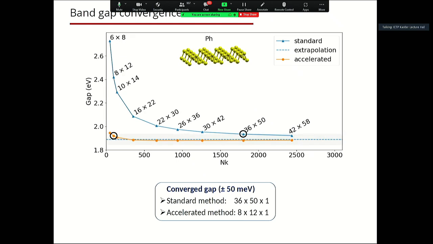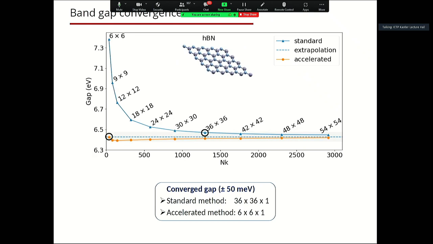Again, also for phosphorene, we can see that we can use a much coarser grid like the 8 times 20 times 1 instead of this 36 times 50 grid, thus saving a lot of computational time. And the same is true also for hBN, in which we can use the 6 times 6 instead of the 36 by 36. It's important to notice here that the computational cost scales as the fourth power of this number, because it scales as the square of the total number of k-points. So the total number of k-points in this case is 6 times 6, that is 36, squared.